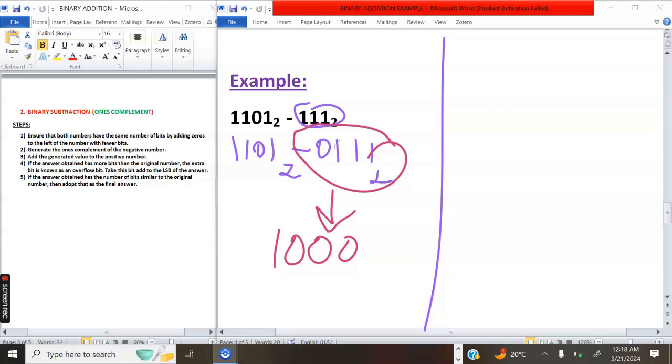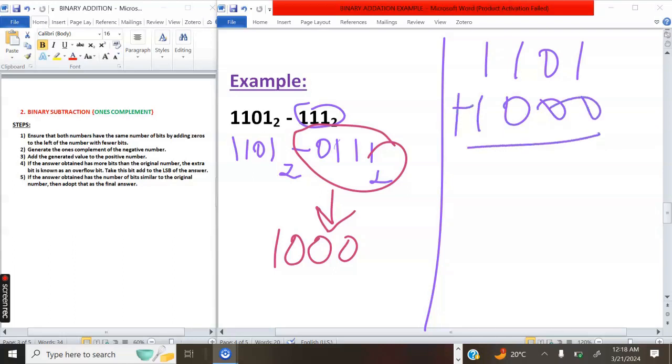Okay, so after that, I will need now to add the two numbers. So what I have is 1, 1, 0, 1, then we have 1, 0, 0, 0. Remember the rules of addition. 1 plus 0 should give you 1, while 0 plus 0 is equal to 0. 1 plus 0 is equal to 1, but 1 plus 1 is equal to 1, 0.